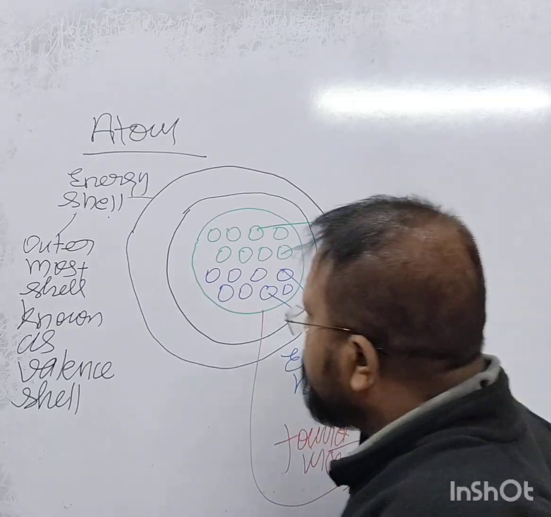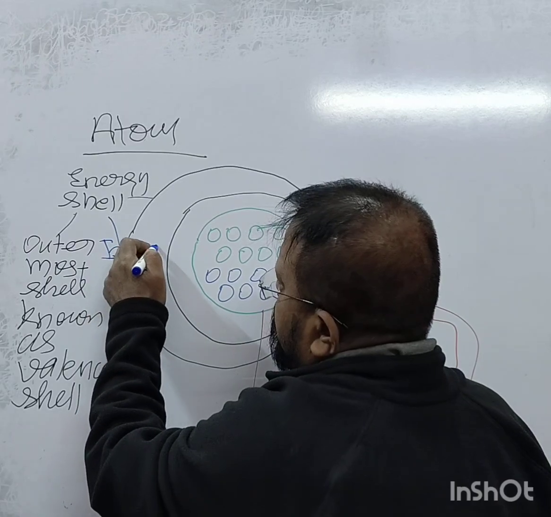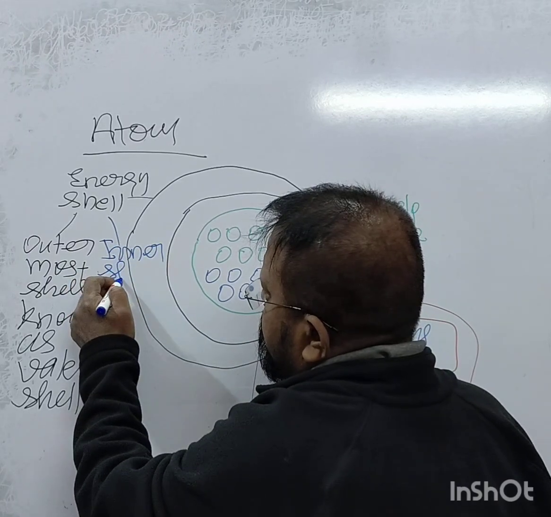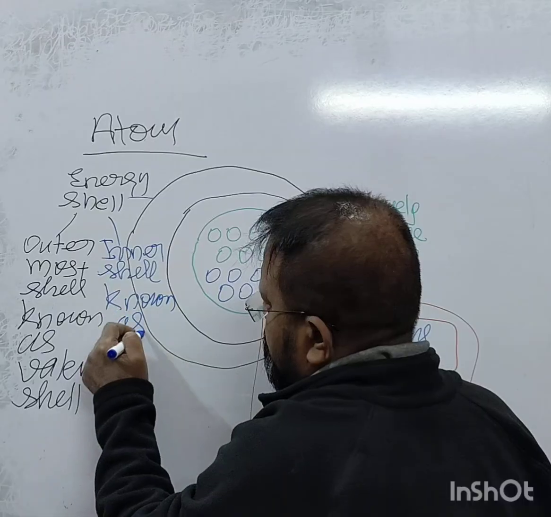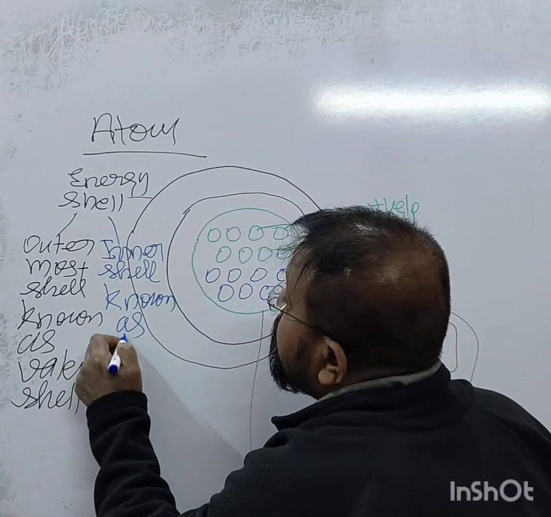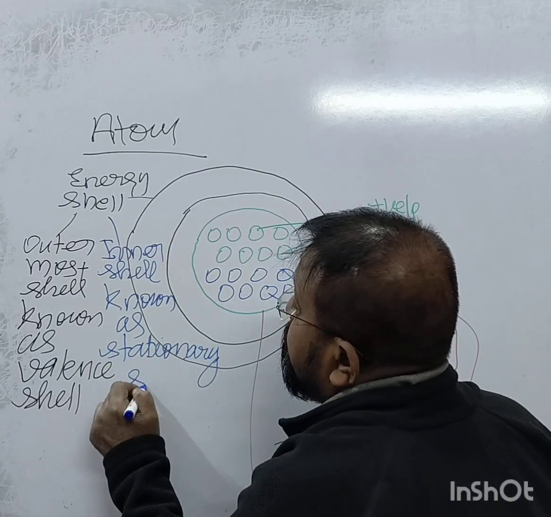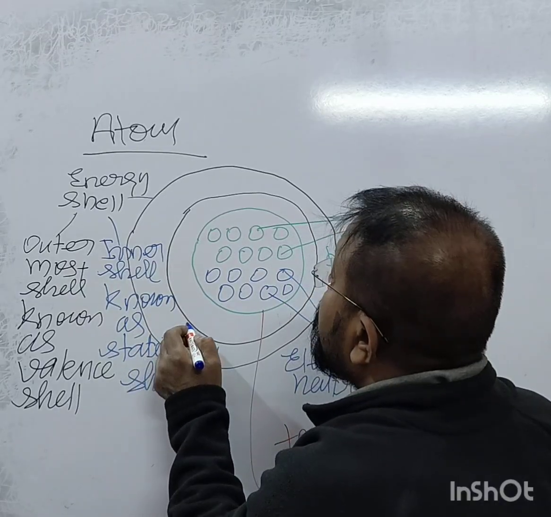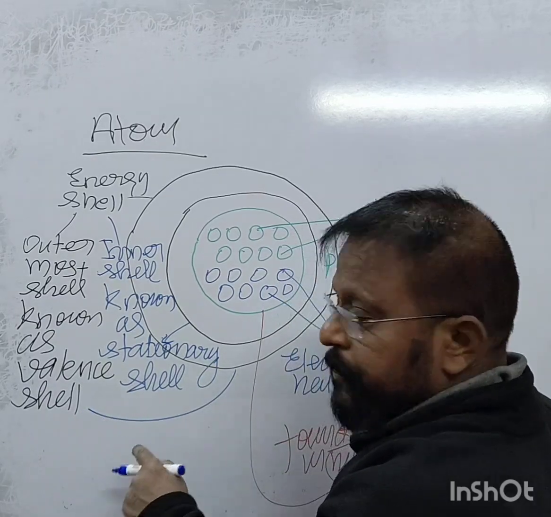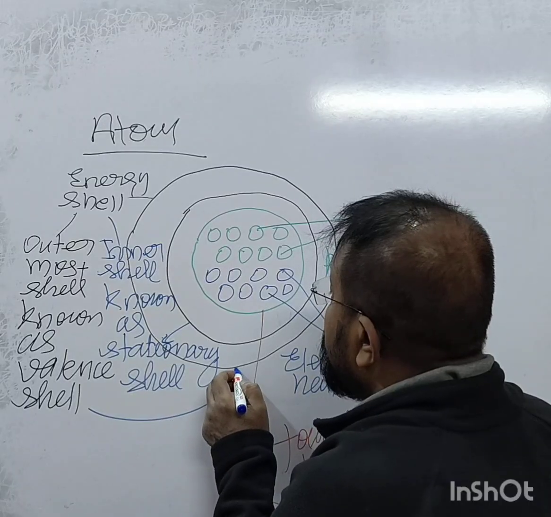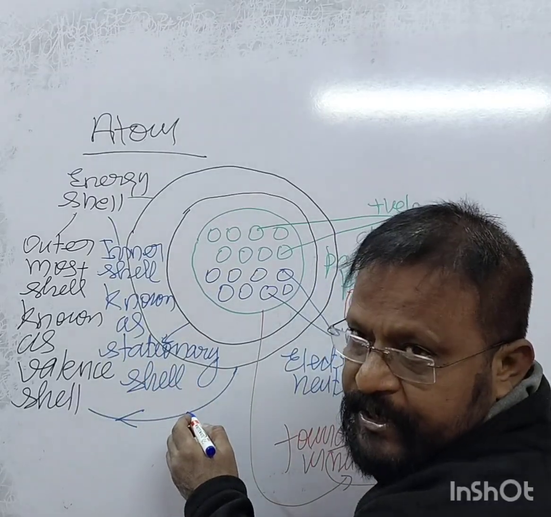Outer, stationary shell. And the inner shells are known as stationary shells. So this is the valence shell, right? This shell is the valence shell, the outermost shell. This is the inner shell. It is called the stationary shell, right?